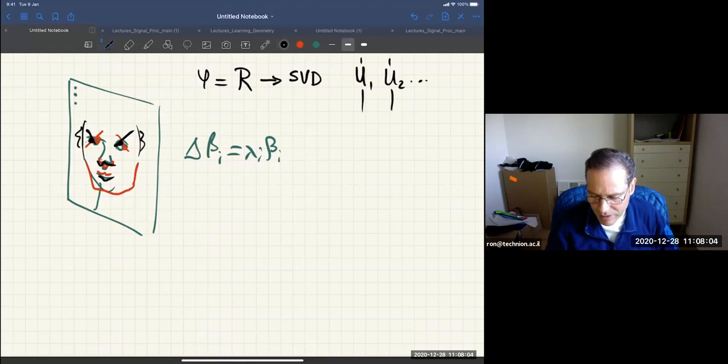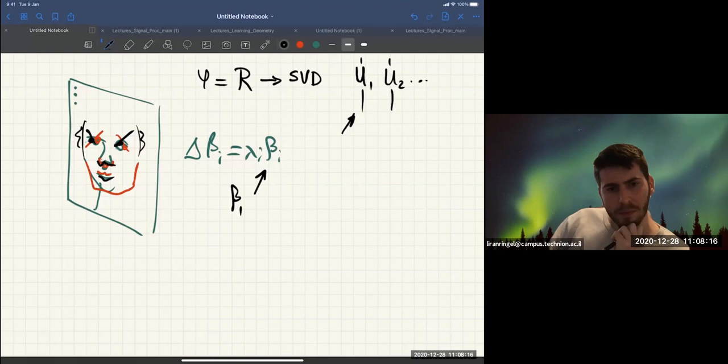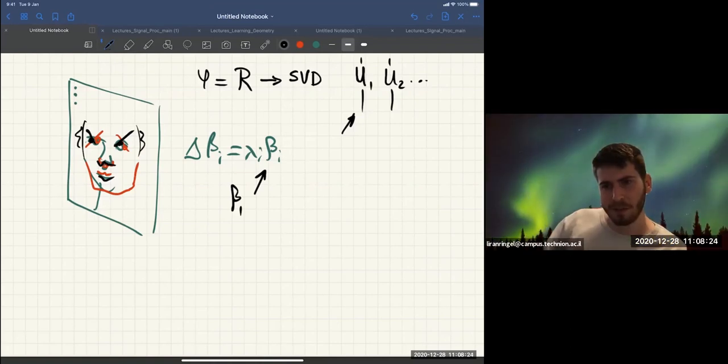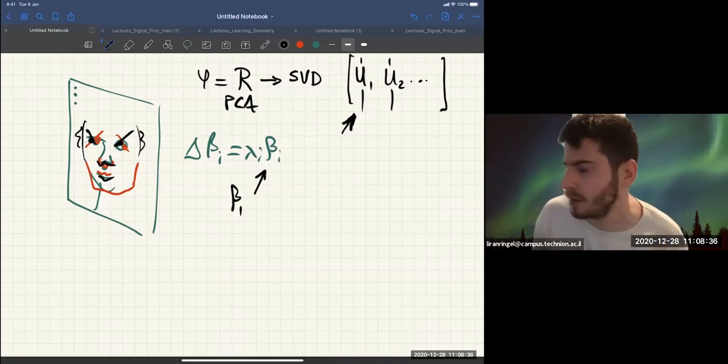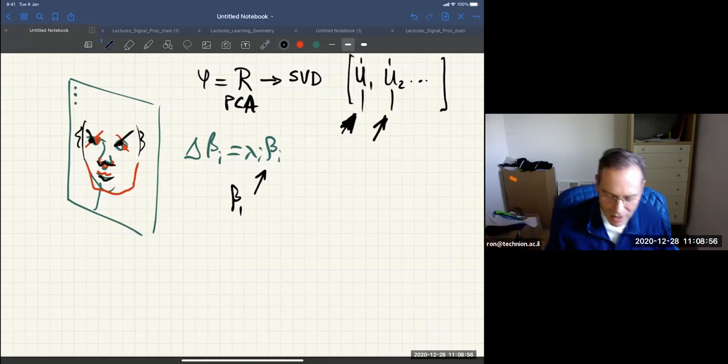Now, just a hint, what would be beta 1 in the Laplacian case? What would be the first eigenvector that you would use in order to represent any smooth signal? The constant one. Excellent. So the first one was the constant one. What would be the first one in the PCA? The same one. You want the one that represents the best, so it would be the average of all the faces that you have, because the PCA would give you the average as the first eigenvector. Then the second one would include higher derivatives and higher derivatives. In fact, for faces, there is something called eigenfaces that you could look up.